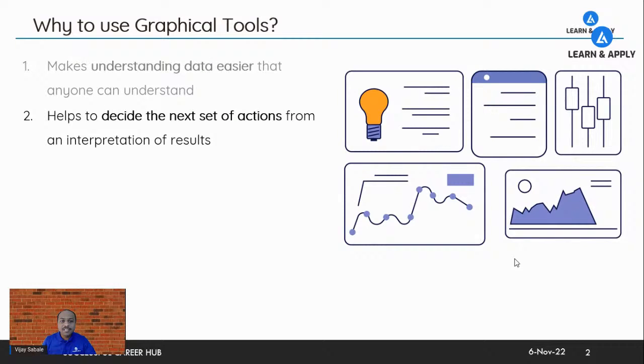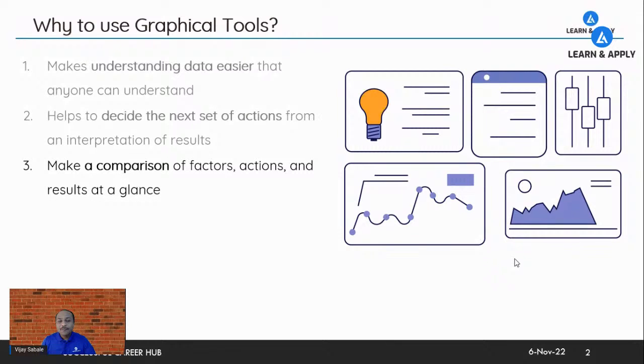Second, it helps to decide the next set of actions from an interpretation of the results. Many times we get stuck on what course of action we need to take, or in critical situations you don't know where to start your data collection or what factors can be contributing more. In that situation, if you use graphical tools, they give you guidelines. What is the next course of action? What is the next tool that we can use? Or what direction should we take for the data collection? That's why it is very important in deciding the next set of actions.